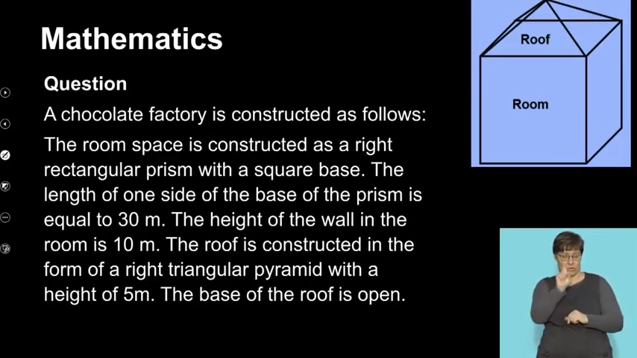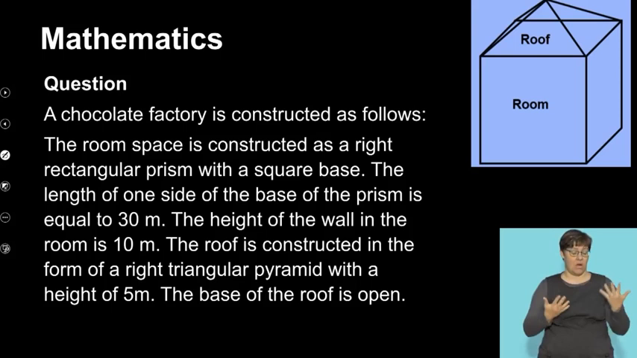So the next question has given us a chocolate factory, and I hope that this example doesn't make you all too hungry, because chocolate would be great right now. So a chocolate factory is constructed as follows. The room space is constructed as a right rectangular prism with a square base. So essentially we know that there's a square base.